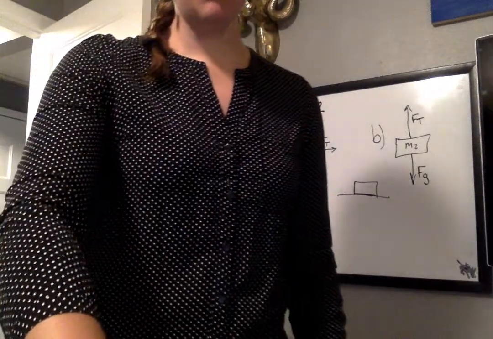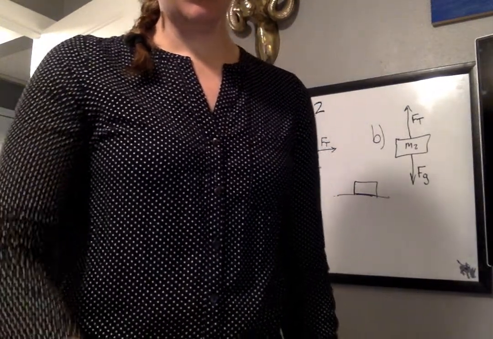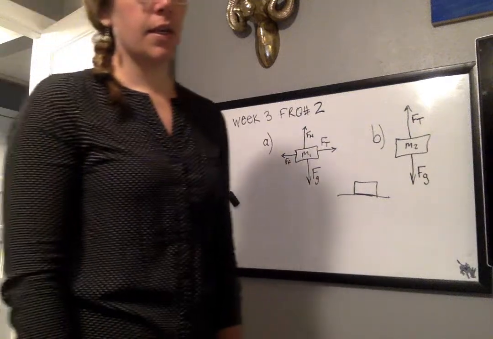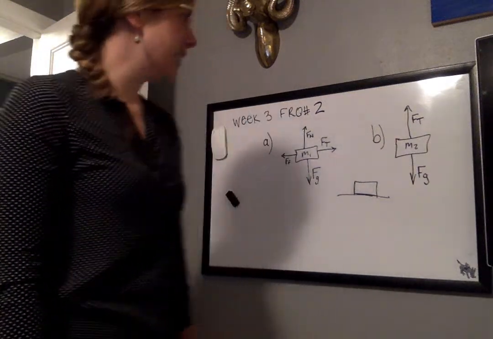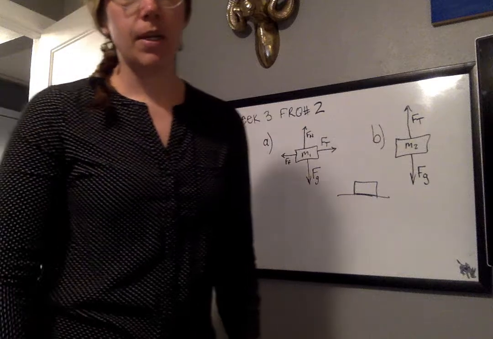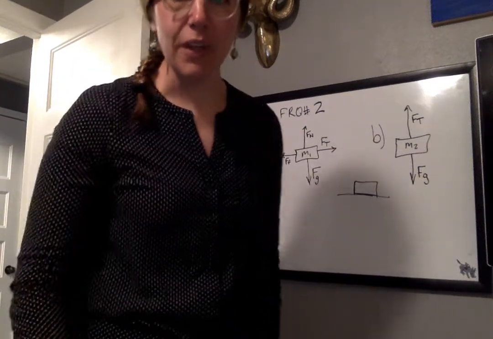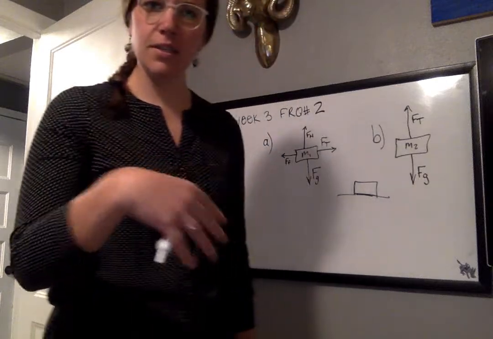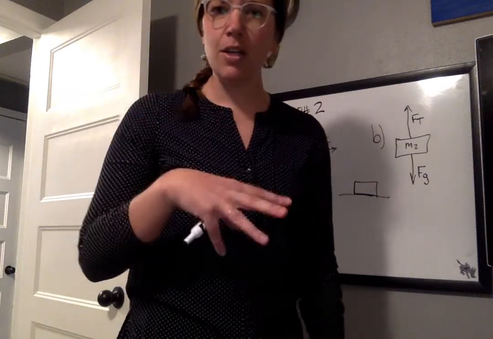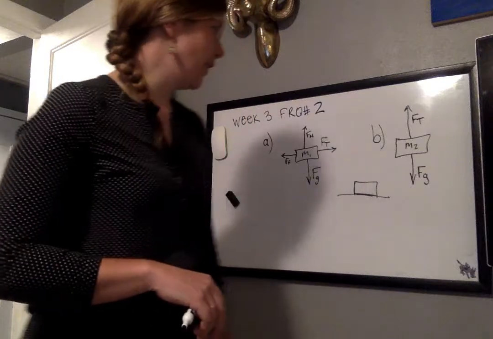Cool, that's part A and B. Now you need to find the minimum value of the coefficient of static friction that will prevent the block from moving. Oh, that's a lot of scary words. In terms of M1 and M2. Do not panic. This is easier than it looks.